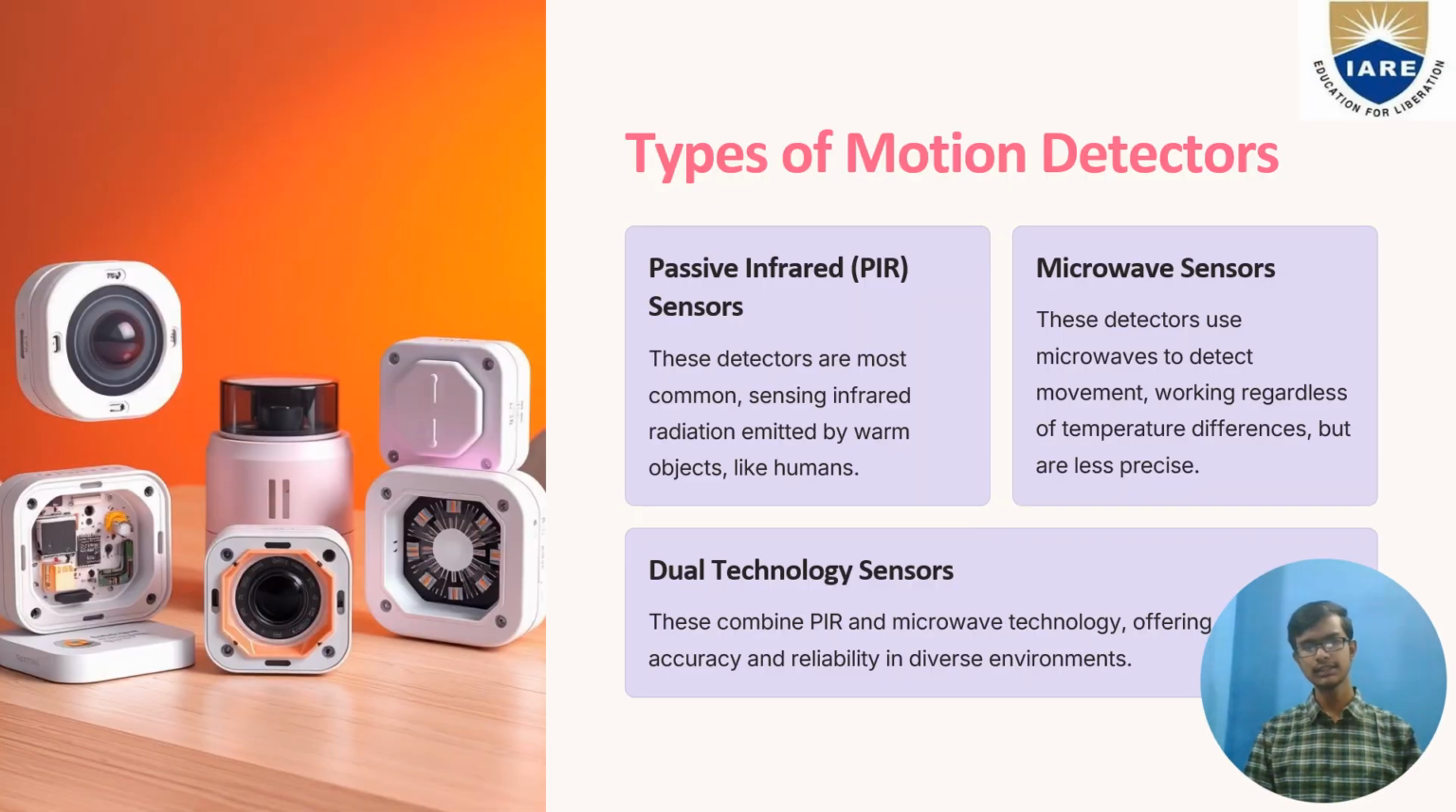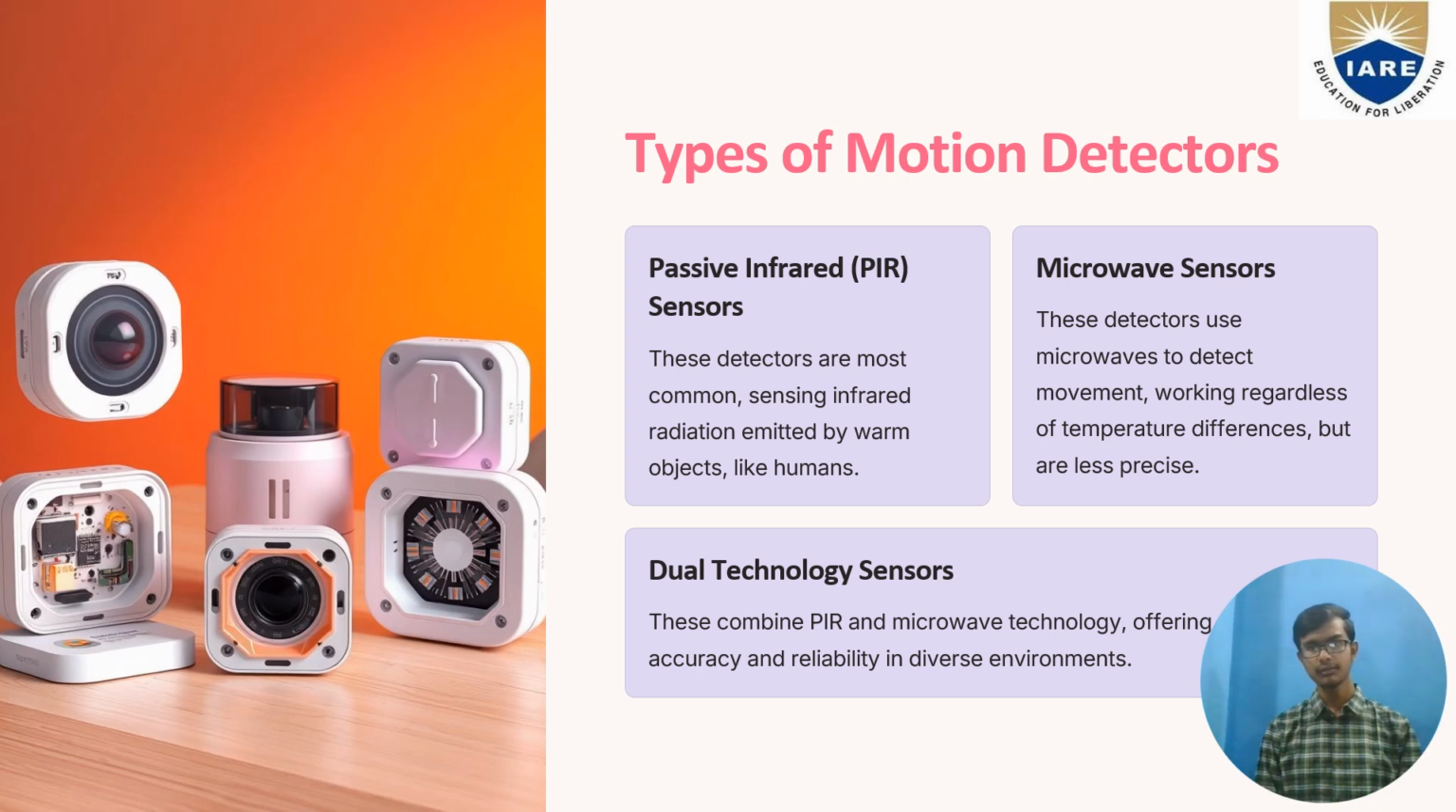Now, coming to this slide, let's discuss the types of motion detectors. The first type is passive infrared sensors, abbreviated as PIR. These sensors are the most common. They sense infrared radiation emitted by warm objects like humans or other creatures.